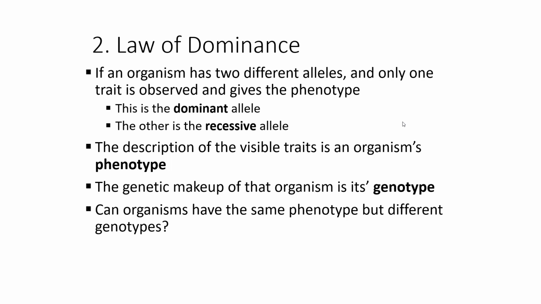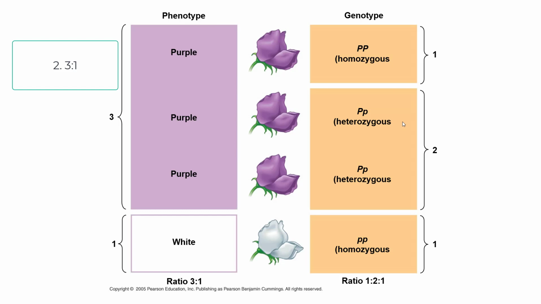Can organisms have the same phenotype but different genotypes? Well, let's take a look. We have here 4 different pea plants. These pea plants have different alleles for either the purple allele or the white allele. Uppercase P is purple, lowercase p is white. What we see is having both copies of the purple allele gives you a purple phenotype. Having one copy of the purple allele and one copy of the white allele makes you heterozygous, but gives the purple phenotype. So yes, you can have different genotypes, but the same phenotype.